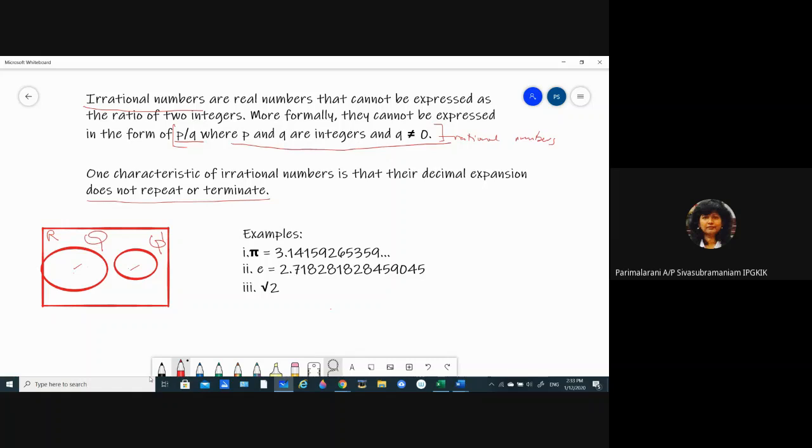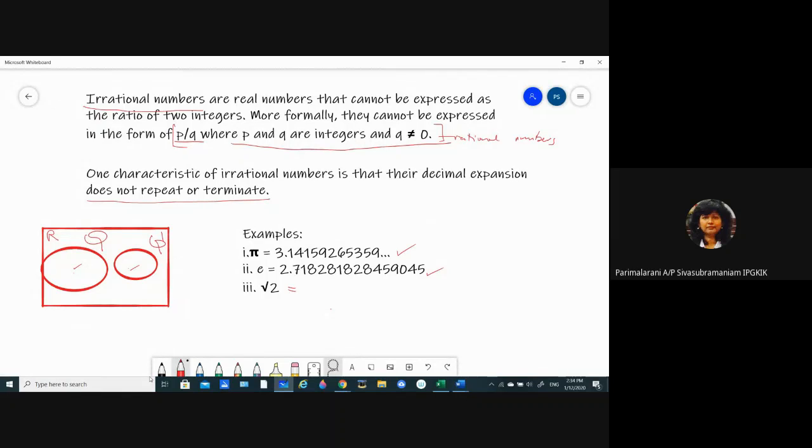Example, pi, 3.14159265359. If you look at this number carefully, the digits after the decimal do not repeat and they do not terminate. They go on and on. Therefore this is an irrational number. E equals 2.7182818 and so on. It doesn't terminate, it doesn't repeat. If you look at the digits carefully, it doesn't repeat. This is also a special case of irrational numbers. Pi and E are special cases of irrational numbers.